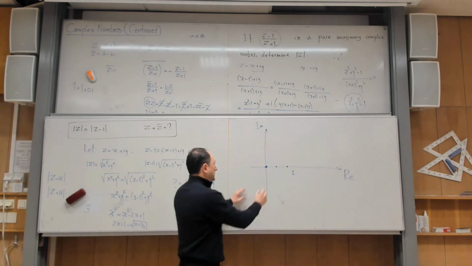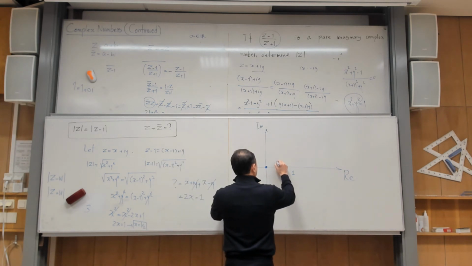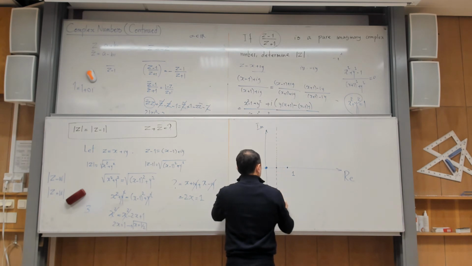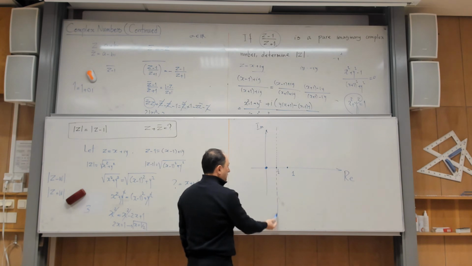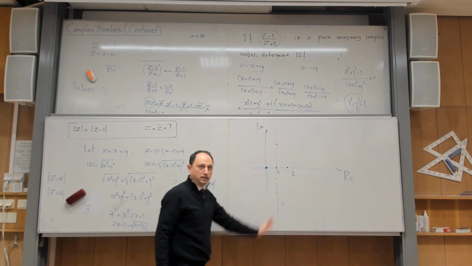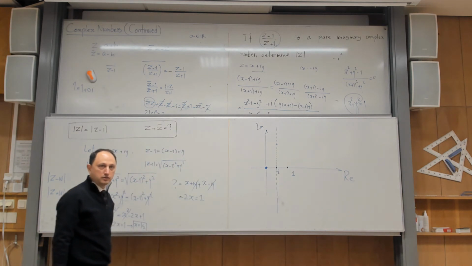What is that? Do you remember? Perpendicular bisector. What is this number? This number is 1/2 because that's the midpoint. But I hope that you agree, every point that I choose here, its distance from the origin and its distance from here are the same. So those are the possible points.